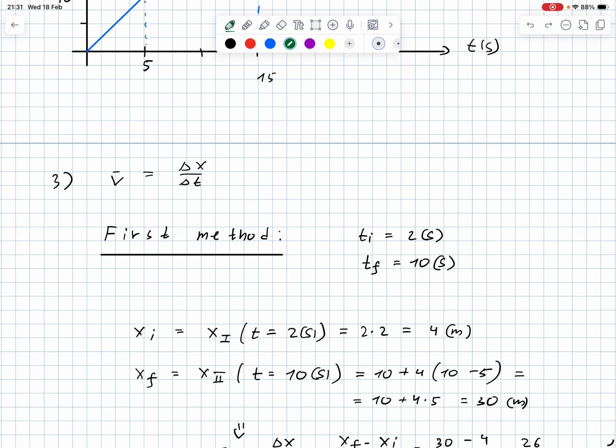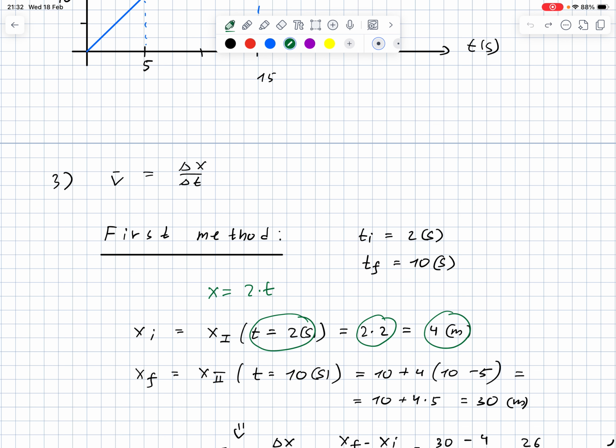We know that initial time is 2 seconds, which belongs to the first segment, and t final equals 10 seconds, which belongs to the second segment. Because initial time 2 seconds belongs to the first segment, we're going to use the function x of the first segment, which was 2 times t. We're going to substitute t with 2 seconds. 2 times 2 is 4 meters, which means that the initial position when initial time is 2 seconds is 4 meters.